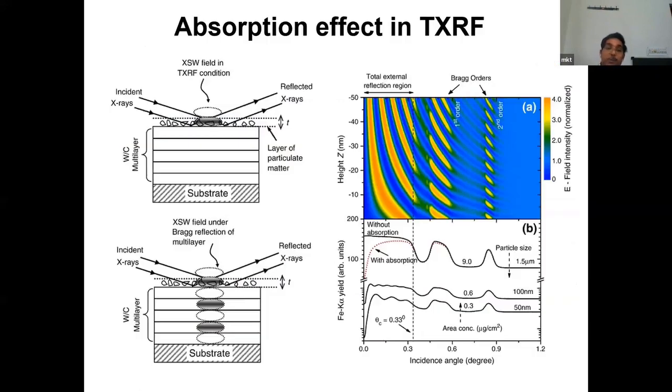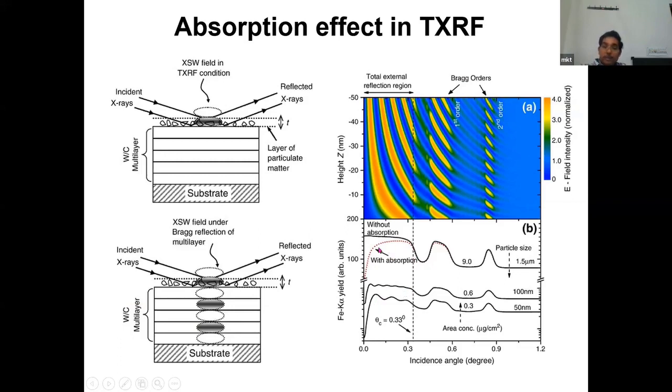Now absorption also plays an important role in TXRF analysis. So this is what we have done. We put the samples on the multilayer surface and allow incident. So we disperse the particles over a large surface area. Okay, so you see the absorption. If you consider the absorption effect, absorption basically decreases the fluorescence intensity in the TXRF region.